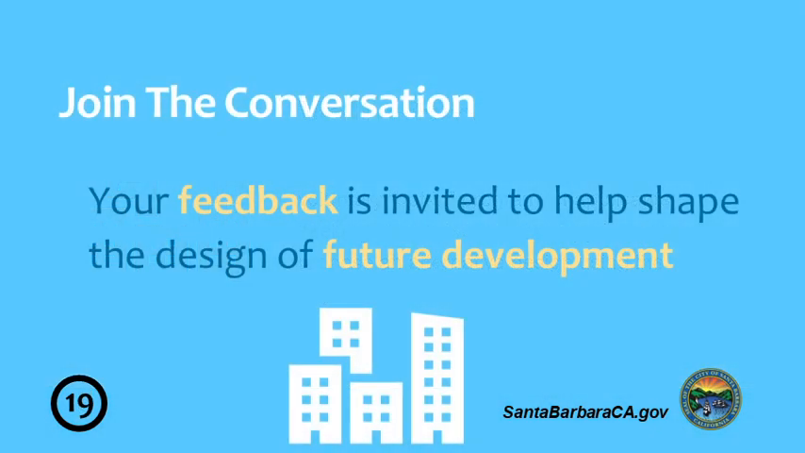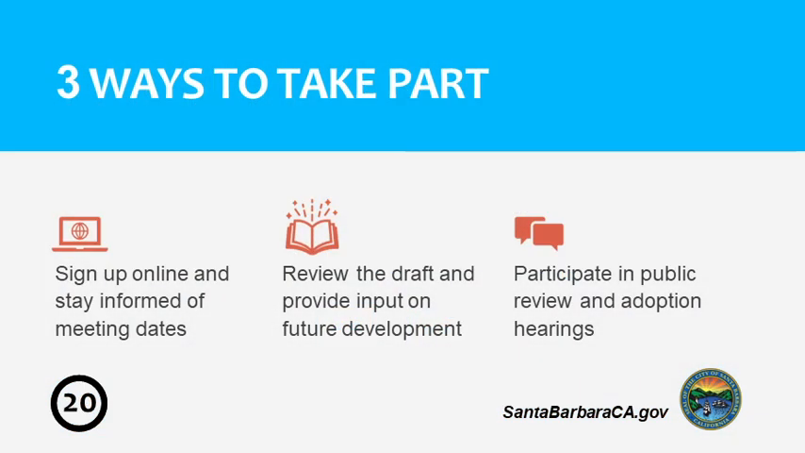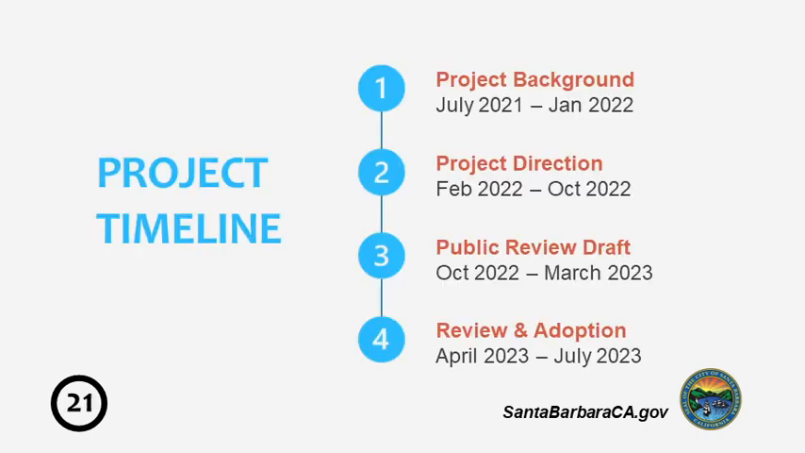Community feedback is invited to discuss how these standards can contribute to a range of compatible, appropriate housing options. Sign up online to stay informed of meeting dates and see what we're working on. Review the draft standards and provide input, and participate in upcoming public hearings. Here's a brief timeline for this project. Final standards are expected to be presented for adoption in the summer of 2023.